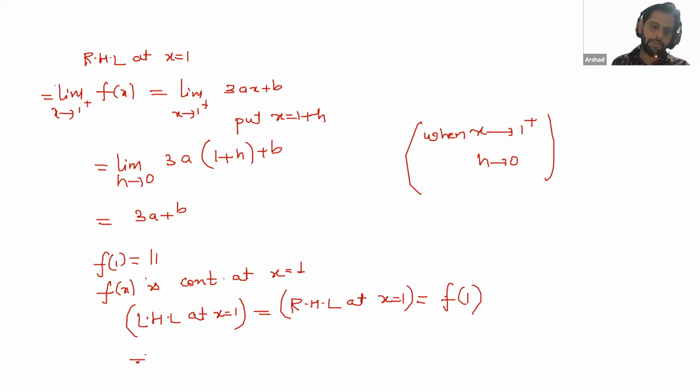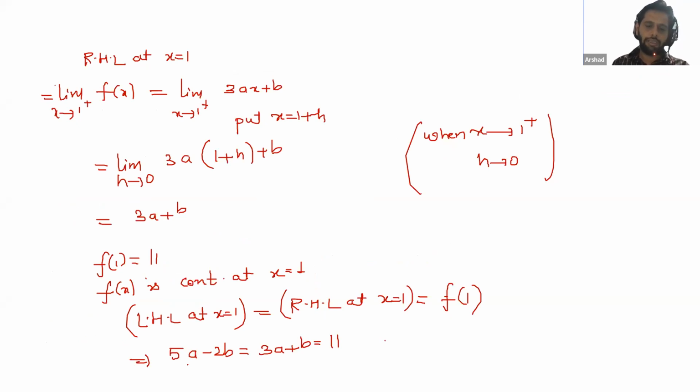So what is LHL here? LHL is 5a minus 2b. 5a minus 2b is equal to 3a plus b is equal to f1, which is 11. Okay, so here we get two equations: 5a minus 2b is equal to 11, and 3a plus b is equal to 11. We get these two equations.